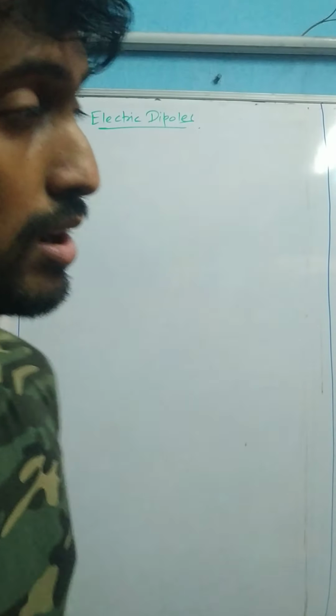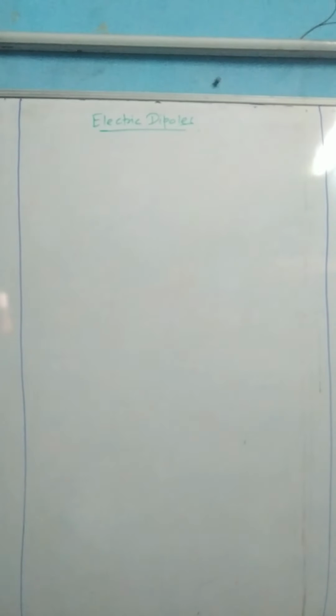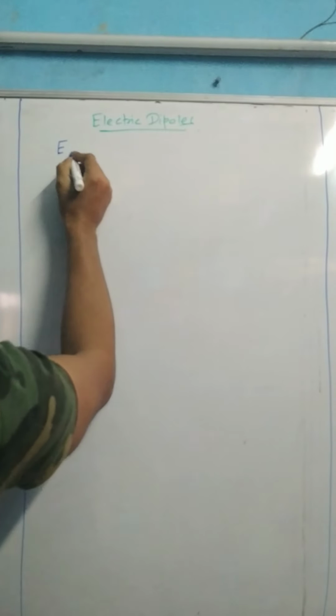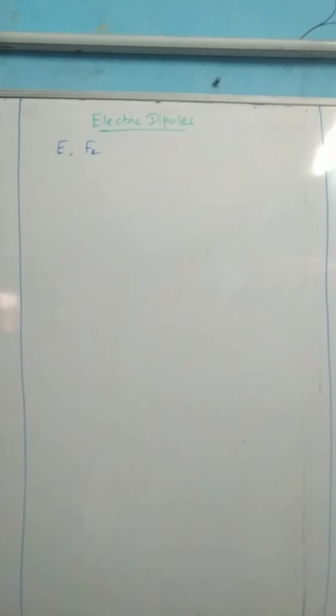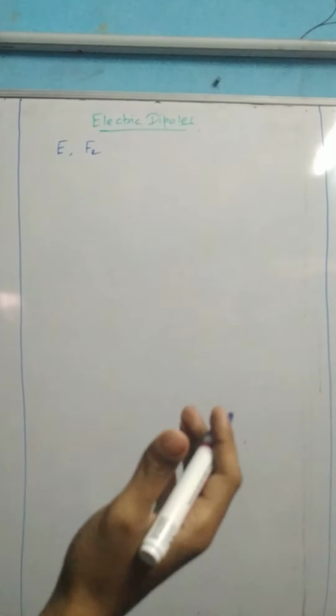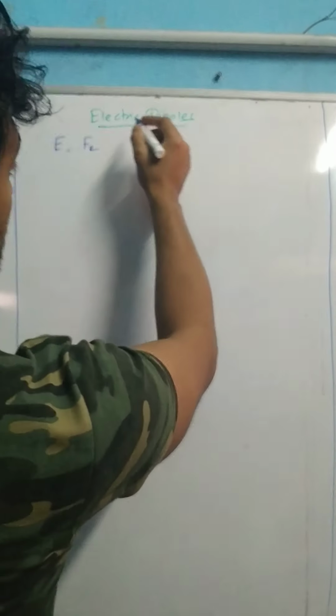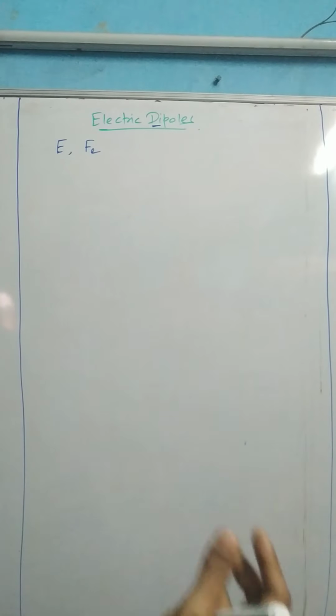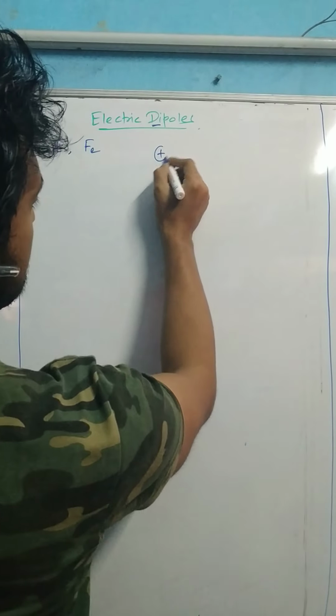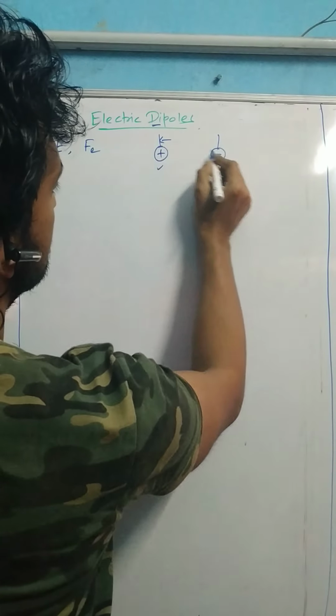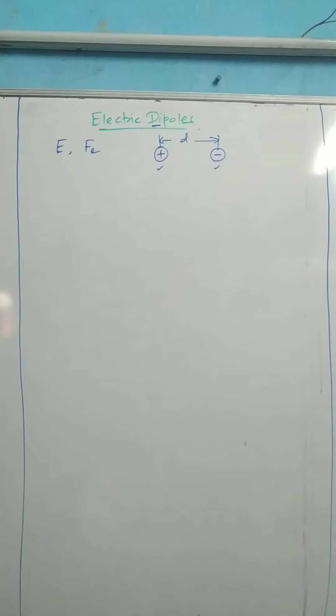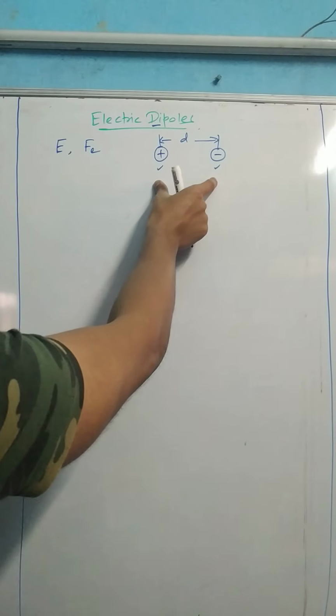Today's topic is electric dipoles, as we have earlier discussed. Now we know about electric fields and the electrostatic force, so electric dipole is a new term that we haven't learned yet. This word means there have to be two things here: two opposite charges separated by a distance, let it be d for now. Dipole means two opposite charges separated by the minimum possible distance.